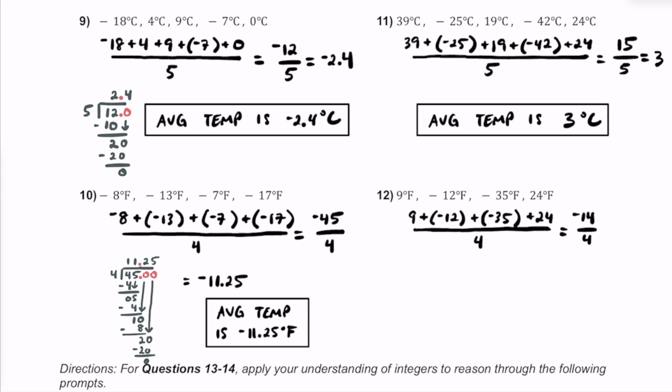So let's go ahead and do that. We'll take this 14 and see how many times 4 fits into it. So 4 into 1 doesn't fit, so 4 into 14. Let's go with 3 times 4. That's going to be 12. We're going to have a remainder of 2.